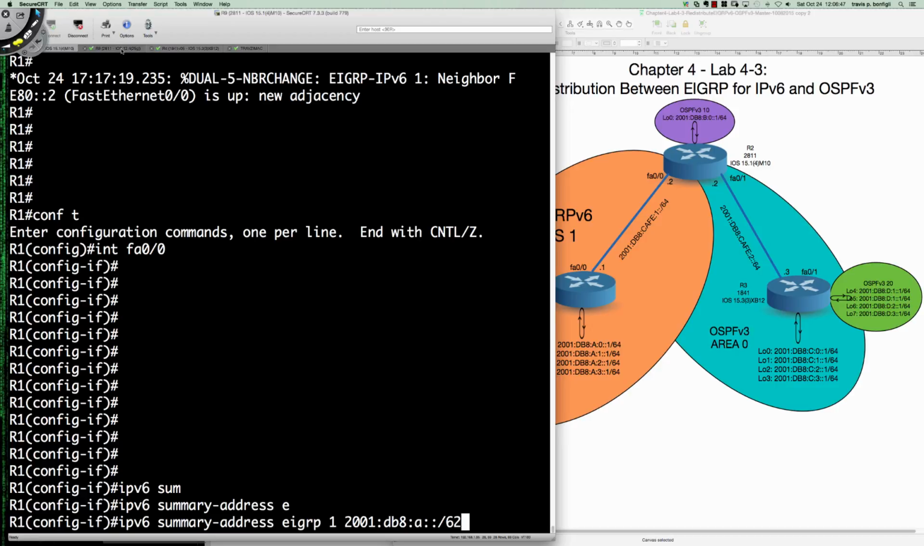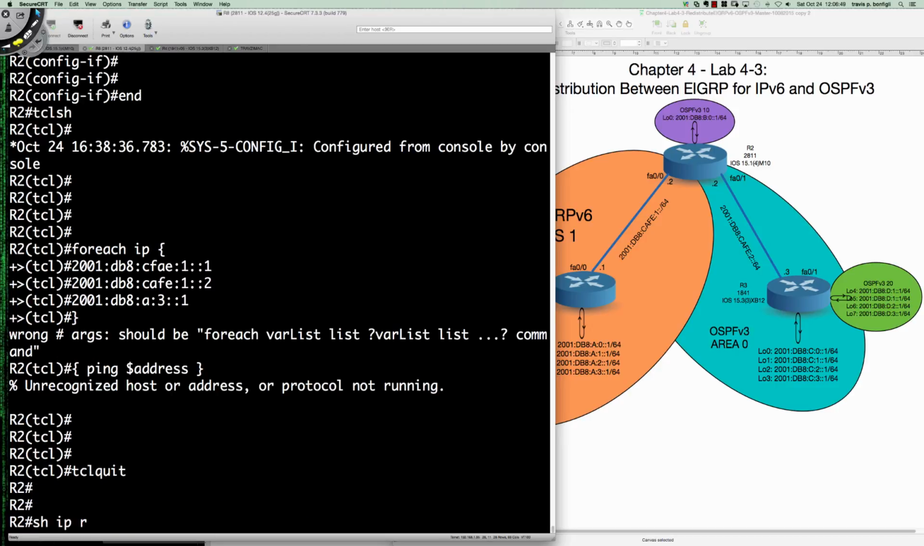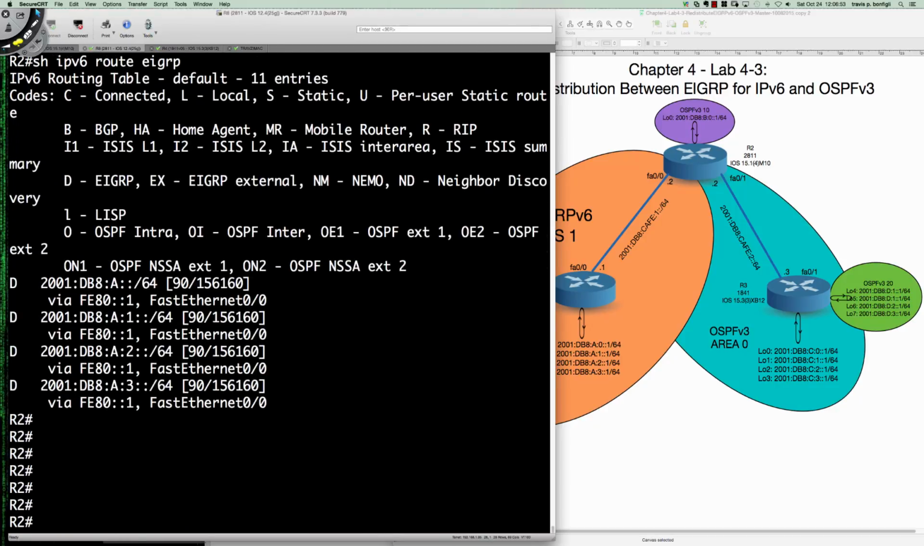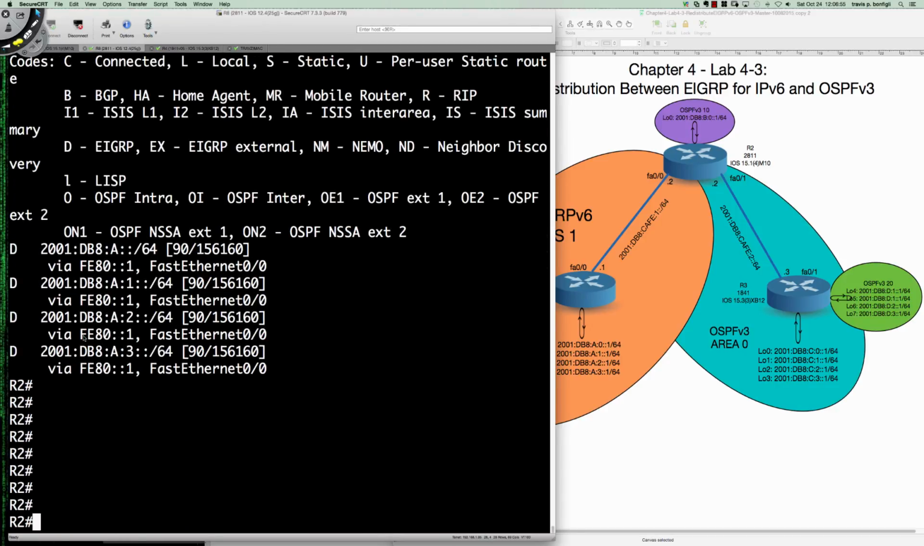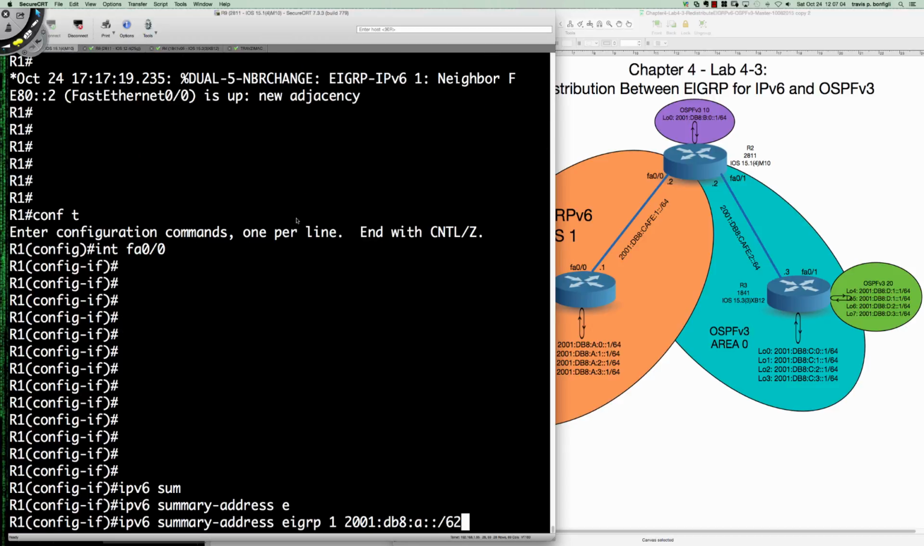And again, here on router 2, show ipv6 route eigrp, let's take a look at those 4 EIGRP addresses. So here they are, right? You can see we have A0, A1, A2, A3. So let's see what happens when we hit enter.